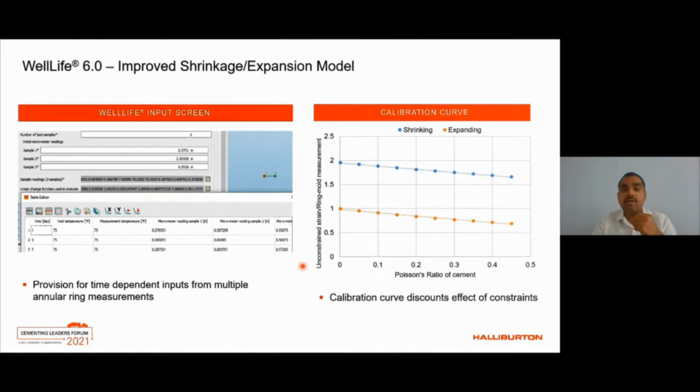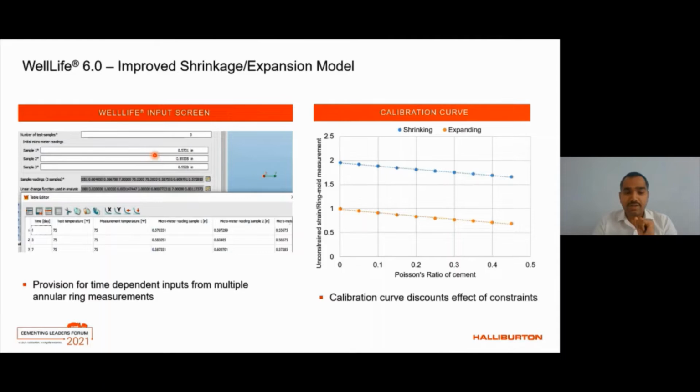That's how we are able to overcome the risk of either under-penalizing or over-penalizing the cement stress state because of a gap in how the shrinkage and expansion measurement is happening in presence of constraints during the measurement itself. So here is the input screen that you will see in WellLife 6.0. The user will define the number of molds that are used to measure to get a good statistical behavior. In this case, there are 3 molds.